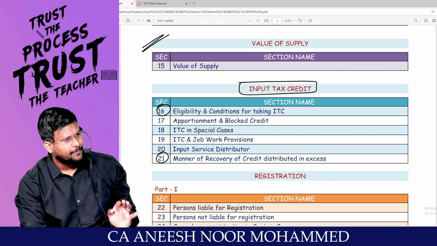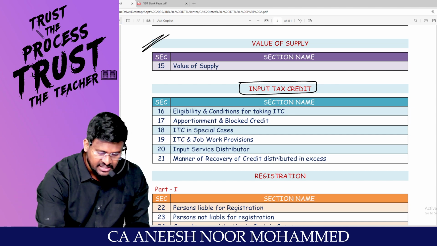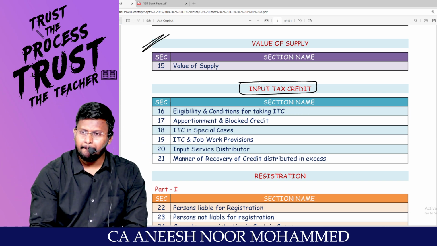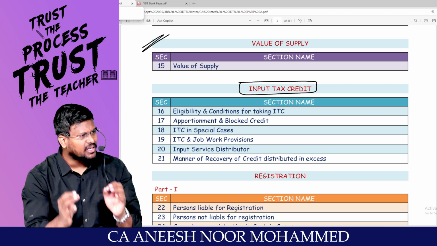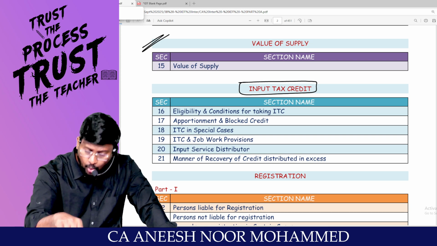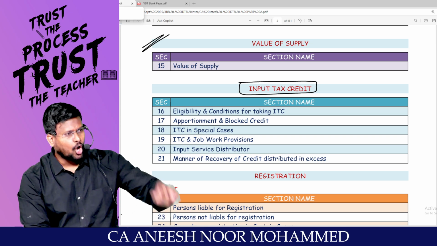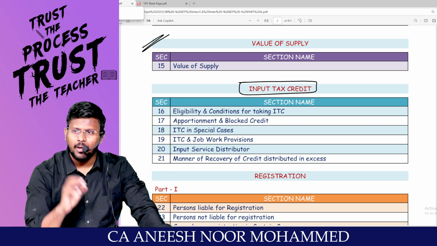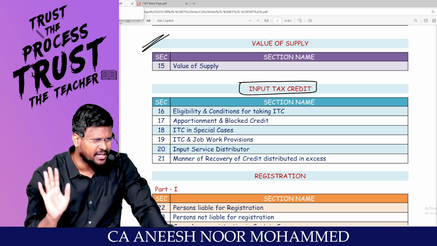Are you all with me? Section 16 is the basic section for ITC, in the sense that the conditions you must satisfy in order to claim ITC are all explained in section 16. What is section 16? Basic section for ITC.